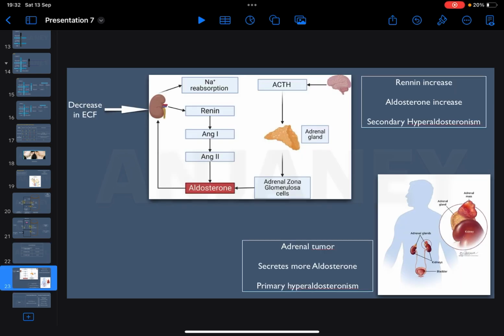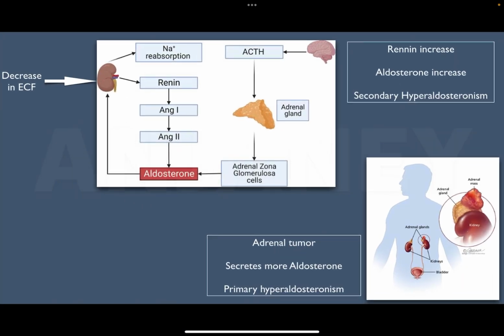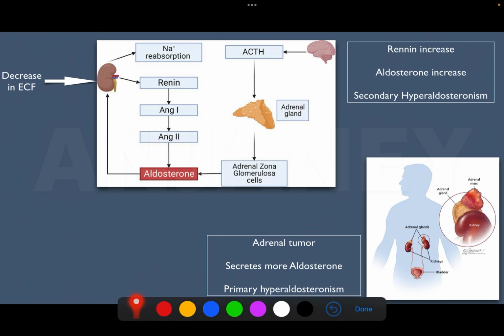Now we are seeing how aldosterone is increased in our body. There can be two causes. First, there is less fluid, or extracellular fluid is decreased, which stimulates the kidney to release renin, and renin in turn releases aldosterone from the adrenal glands. So aldosterone can be released when there is an increase in renin.